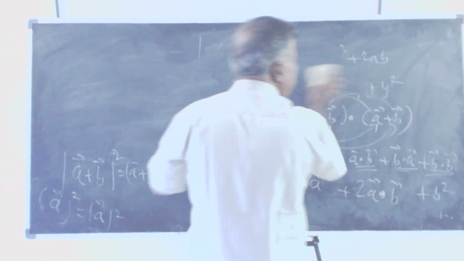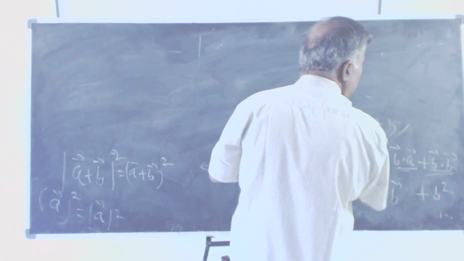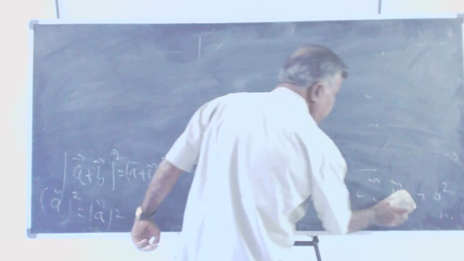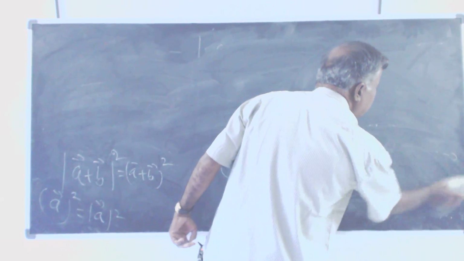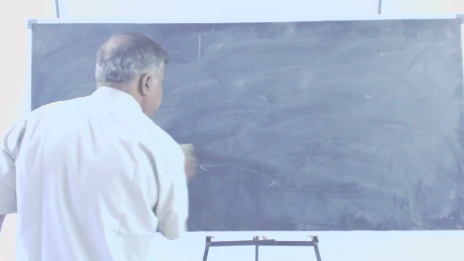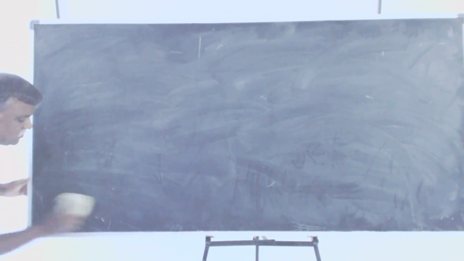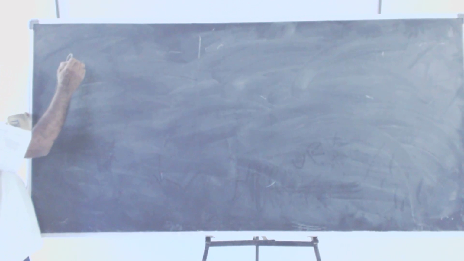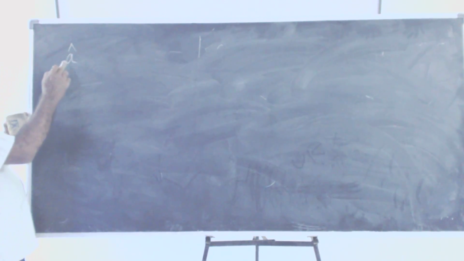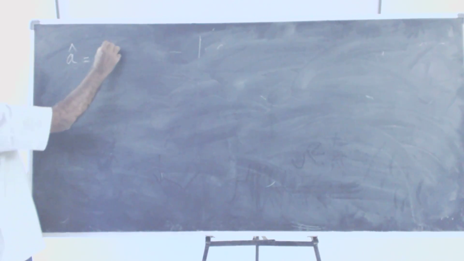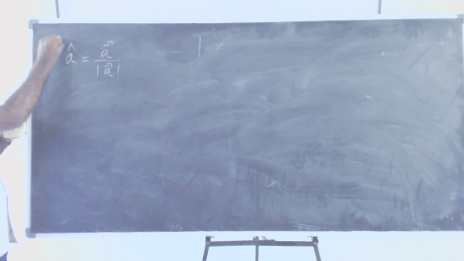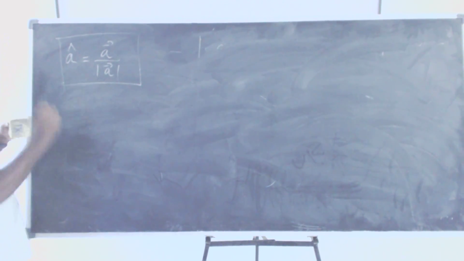What is the geometrical meaning of a dot product? Will anybody tell me? A dot b equal to first vector modulus into projection of the second vector on first vector. Come to this. In 11th standard, you know what is meant by unit vector. Unit vector means a cap. A vector divided by what is it? Modulus of a vector. This is what unit vector is in 11th standard.